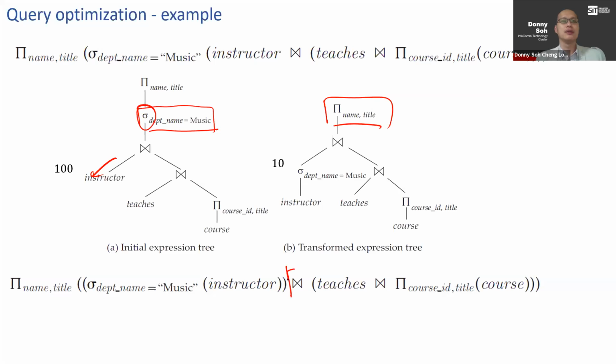with a sigma here, with a join here, and a sigma based on instructor with a join of teachers, and again projection of course ID title with a course.